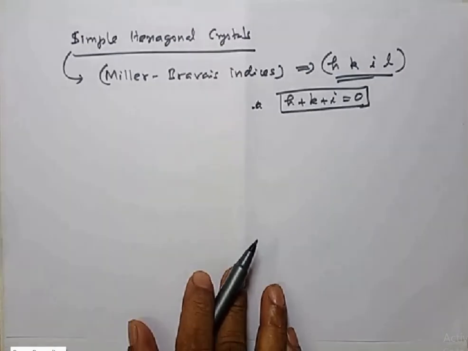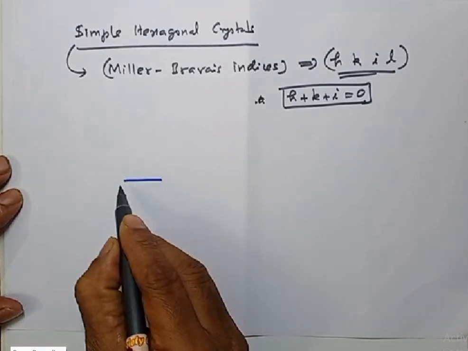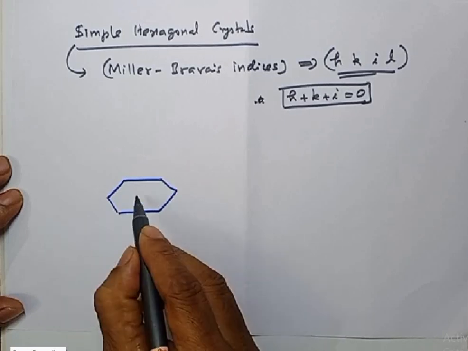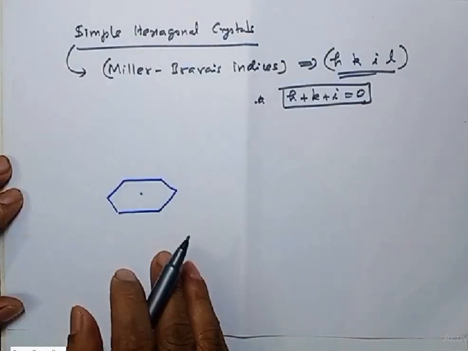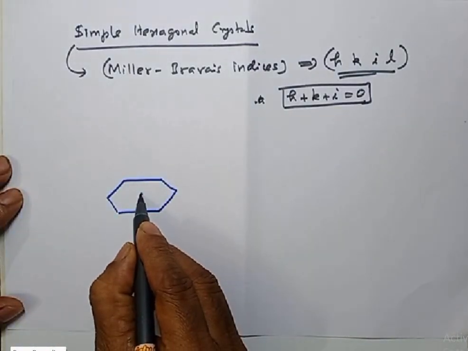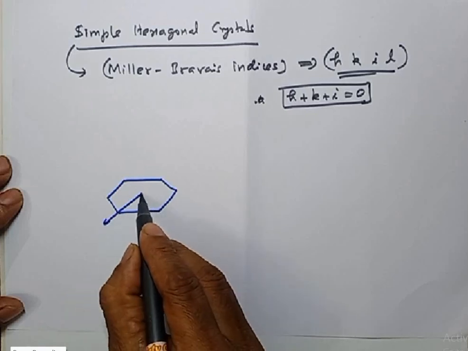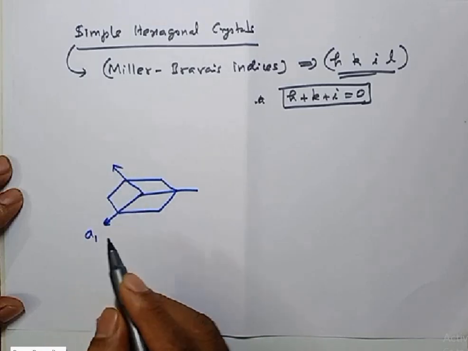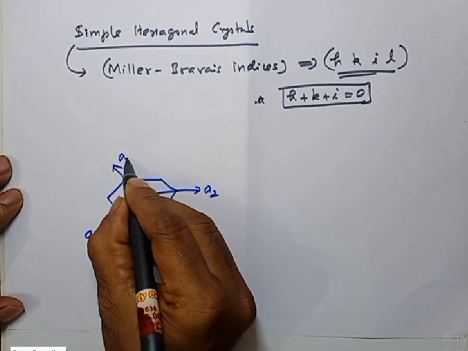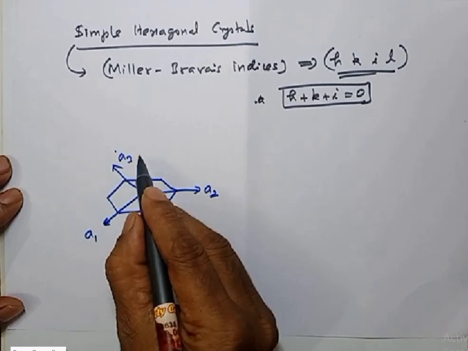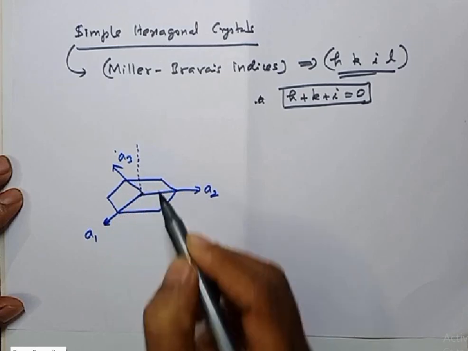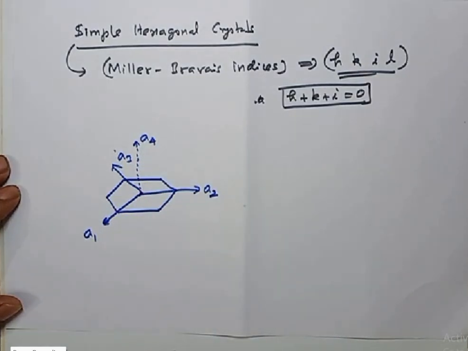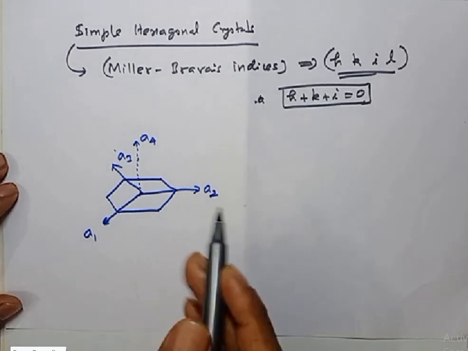Now I will show you how to find the Miller-Bravais indices for hexagonal crystals. First I will take the basal plane. This is called the basal plane of the hexagonal crystal. Now I will take this axis, then this axis, then this axis. I will take these as a1, a2 and a3, and we have a perpendicular axis. This axis is perpendicular to the basal plane. I will take this as a4. So we have 4 axes now. Now let me take some plane here. Listen.